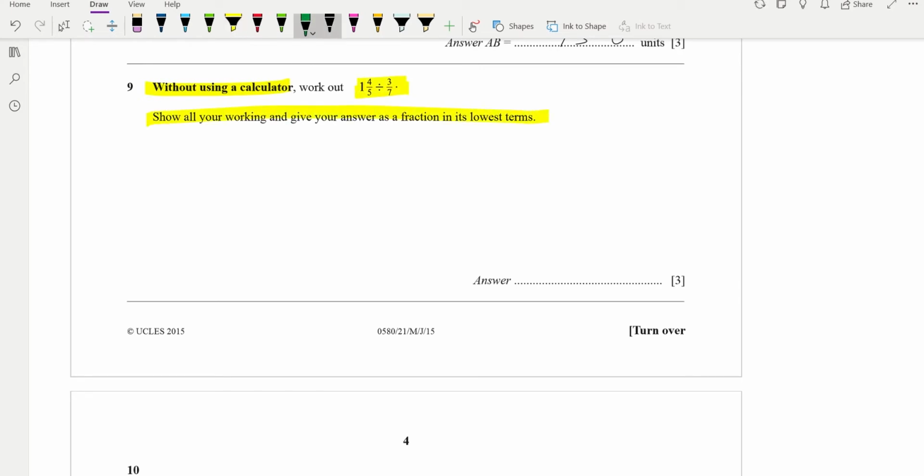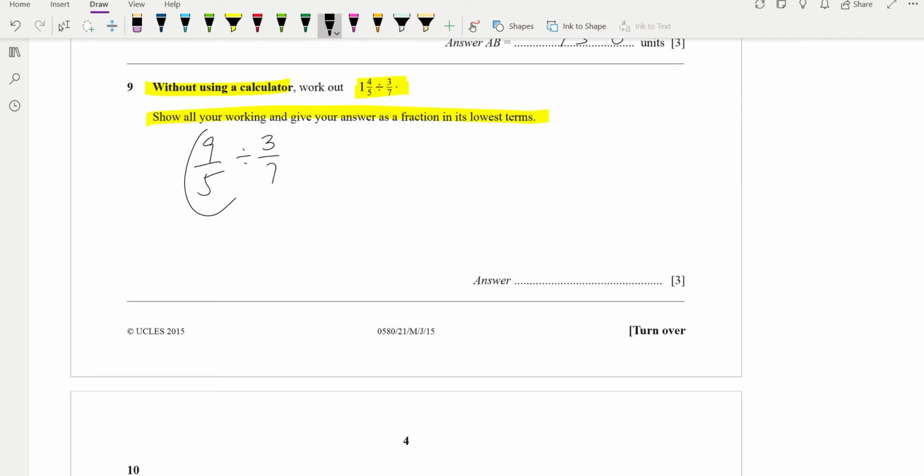So we will be rearranging 1 whole 4 by 5. We multiply 5 with 1 and add 4, so 5 plus 4 will be 9, so it will be 9 by 5, and multiplied by, we can write division, 3 over 7.